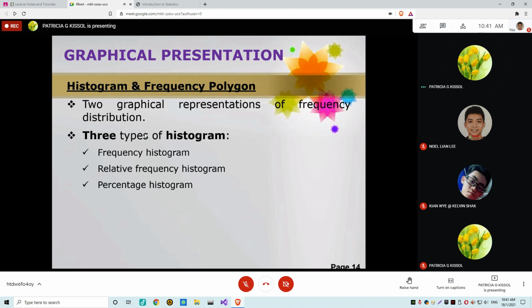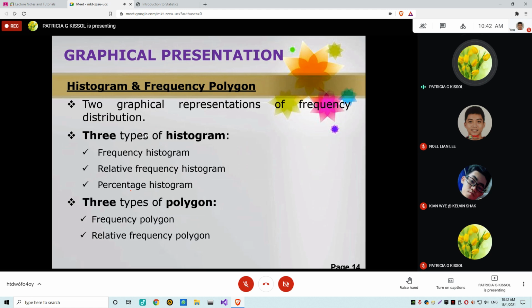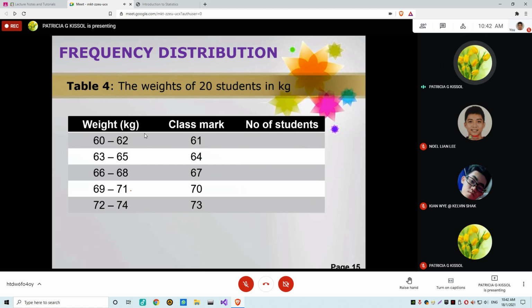All three types of histogram are covered in your tutorials. There are questions concerning these, so it is important for you to understand how they differ. They are all basically the same. It's just that the calculation of relative and percentage are slightly different. Relative is base per 100, and percentage you multiply base per 100. Same thing, we have three types of polygon: frequency polygon, relative frequency polygon, and percentage polygon. So what is the difference?